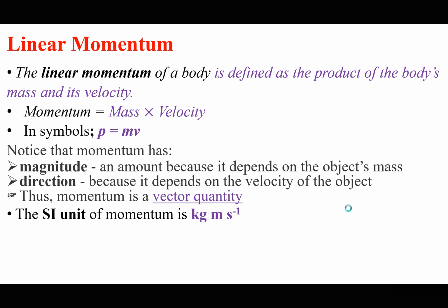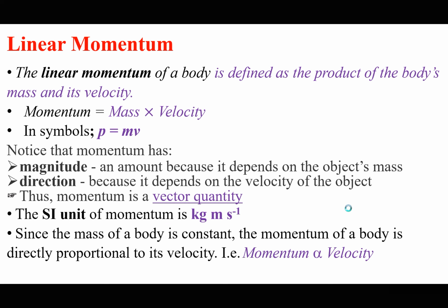Since the mass of a body is constant, the momentum of a body is directly proportional to its velocity, because the velocity can easily be changed rather than changing the mass of an object. So momentum is directly proportional to the velocity. But of course, if it is possible to change the mass, then we can also say momentum is directly proportional to the mass if the velocity is constant.